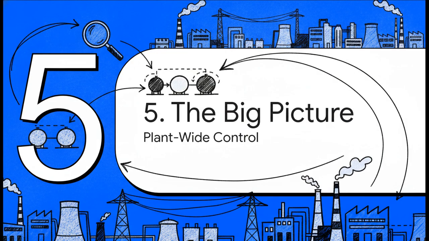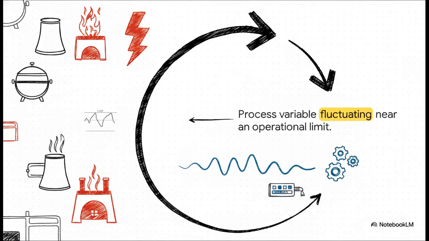Let's zoom out for Section 5, the big picture, looking at plant-wide control. Now, what's really interesting here is the story told by a fluctuating process variable. If you look at this, it's bouncing wildly, perilously close to an upper operational limit. This limit might be an equipment constraint, like a metallurgical limit, or a safety constraint to avoid a runaway side reaction. Unmanaged disturbances push systems to these dangerous limits.